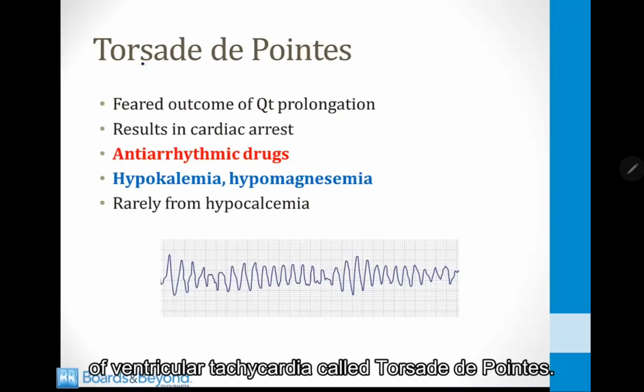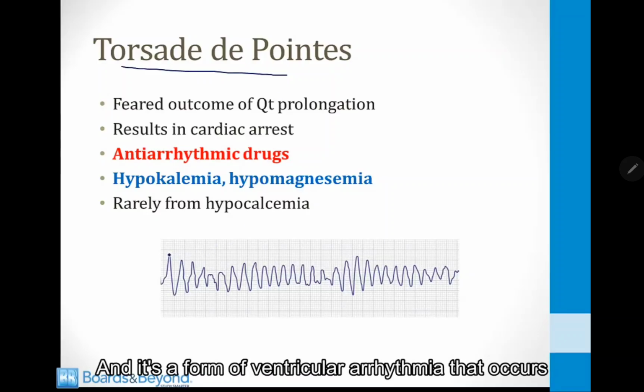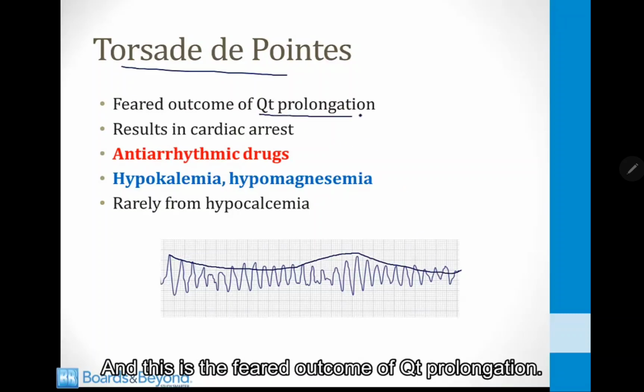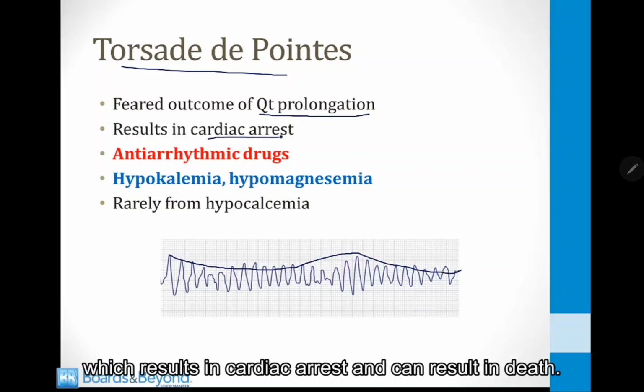There is a special form of ventricular tachycardia called torsade de pointes. This word means twisting of the points, and it's a form of ventricular arrhythmia that occurs with the QRS complexes getting smaller and then larger and then smaller again. And this is the feared outcome of QT prolongation. If your QT interval becomes prolonged, you will develop torsade de pointes, which results in cardiac arrest and can result in death.